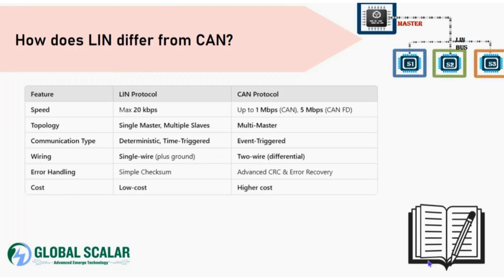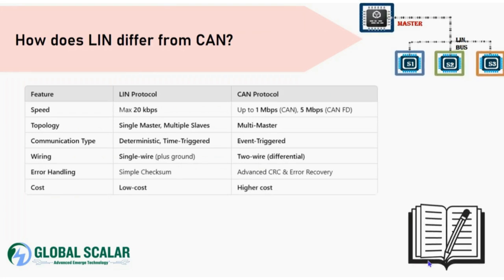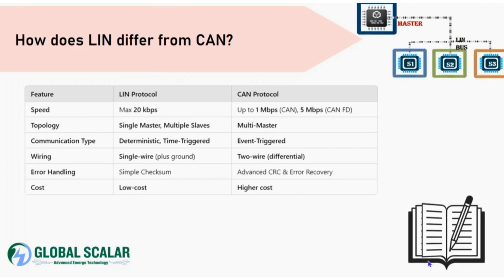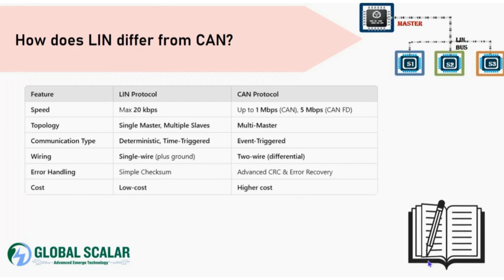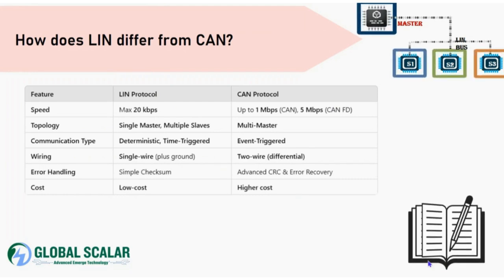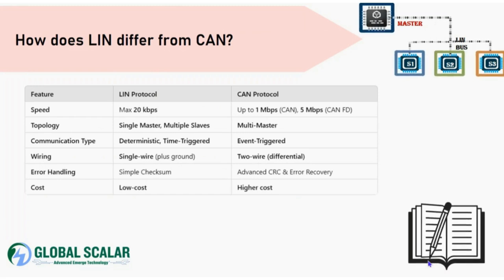How does LIN differ from CAN protocol? Coming to speed, topology, communication type, wiring, error handling and cost, LIN is simple and has some limitations compared to CAN. LIN has lower speed and operates with a single master and multiple slaves, but CAN can operate with multiple masters and multiple slaves. LIN has single wire, and CAN uses two-wire communication. Cost wise, LIN protocol is low cost and CAN protocol is higher cost.